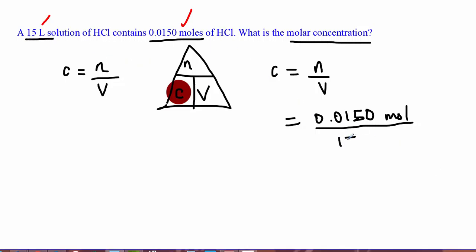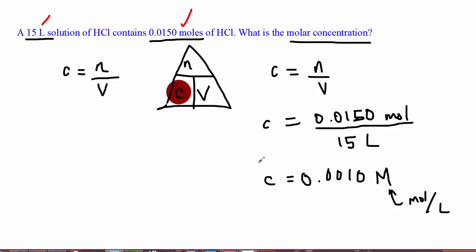If this was not in liters, I definitely would need to convert it into liters if it was given to me, say, in milliliters or microliters. But because my units are the desired units for this equation, I can go ahead and just calculate, and my answer is going to come out to be 0.0010 moles per liter. Moles per liter is totally acceptable, but we can also use this big capital M, which means moles per liter. And that's the common unit for concentration.